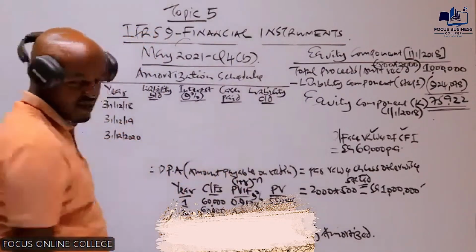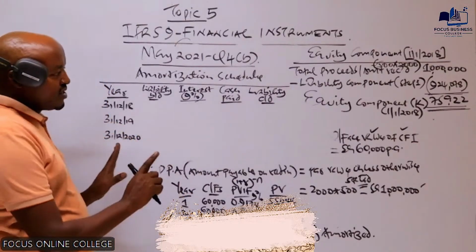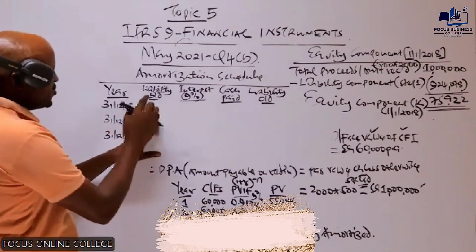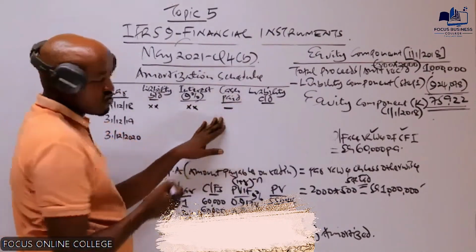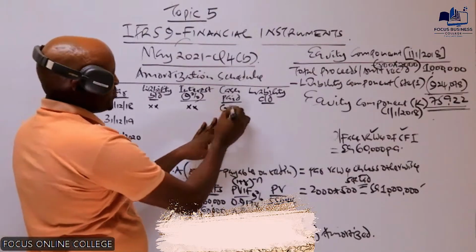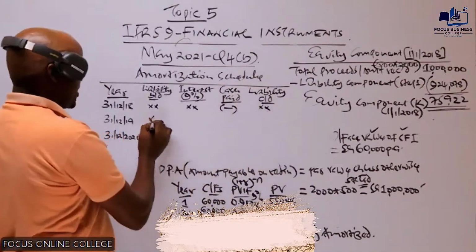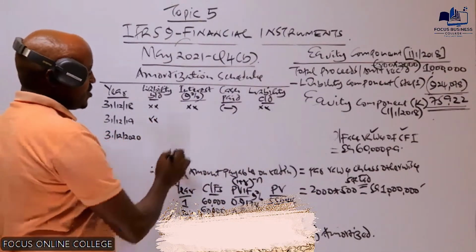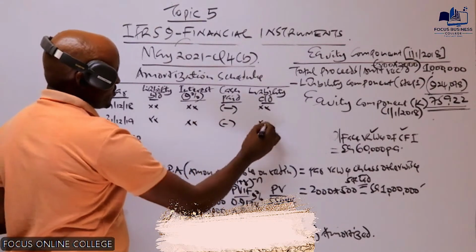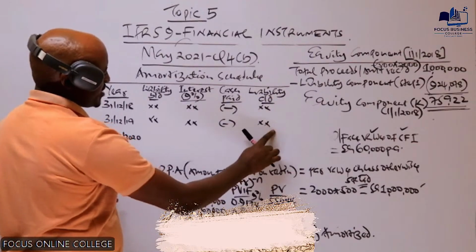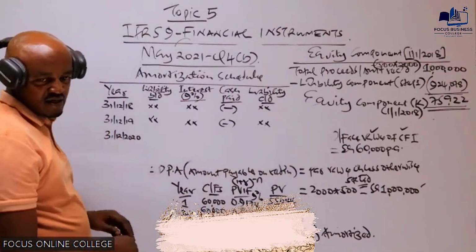Remember, this is just like a loan. How do you compute the loan balance at the end of the year? It is very simple. You take the loan balance at the start, you add the interest, and then you less the installment you paid, and you get the loan balance at the end. That loan balance at the end of year 1 will become the loan balance at the start of year 2. Compute interest, deduct the cash which was paid. Computing the balance at the end, you take the balance at the start plus interest minus cash paid.